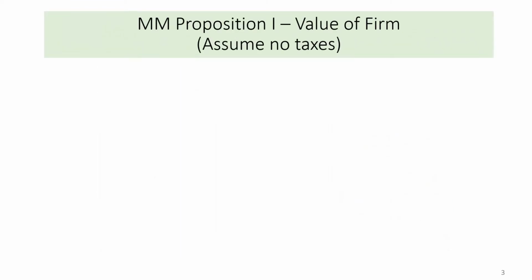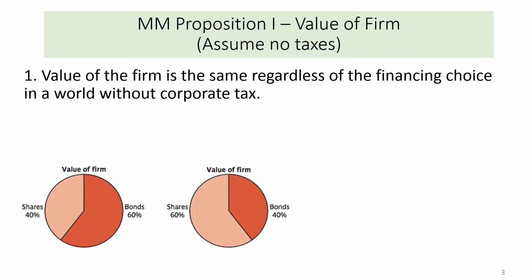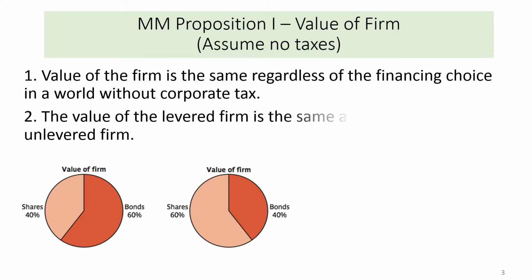According to proposition 1, the value of the firm is the same regardless of the financing choice in a world without corporate tax. Why? Modigliani and Miller argued that the size of the pie does not change no matter how shareholders and bondholders divide it. Managers cannot change the value of a firm by repackaging the firm's financing. The value of the levered firm is the same as the value of the unlevered firm. The debt-equity ratio would not affect the value of the firm.